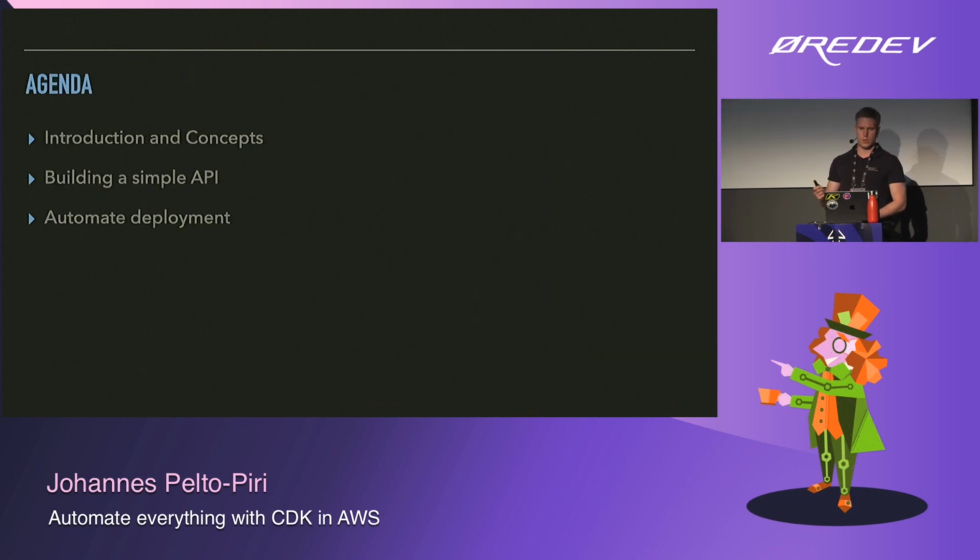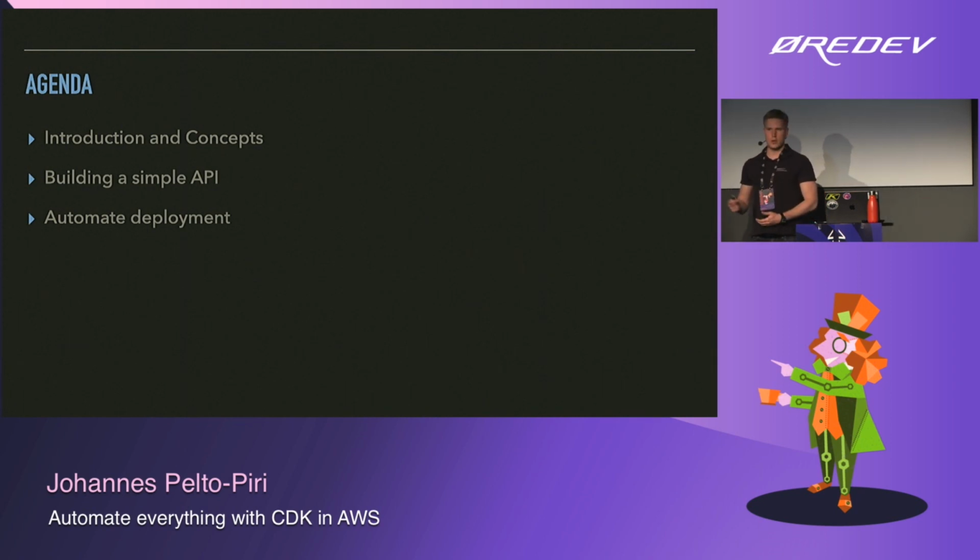But let's go through the agenda. So today we will talk about CDK, the concepts, why we want to use it, and we will see how we can build a simple API with it, and go through how we can automate things like deployments, pipelines, and testing, and just make our developer experience a lot nicer.